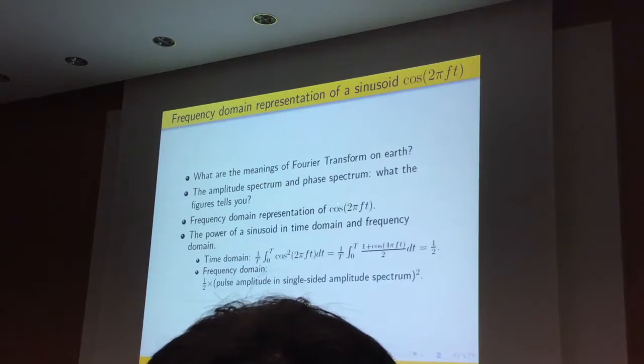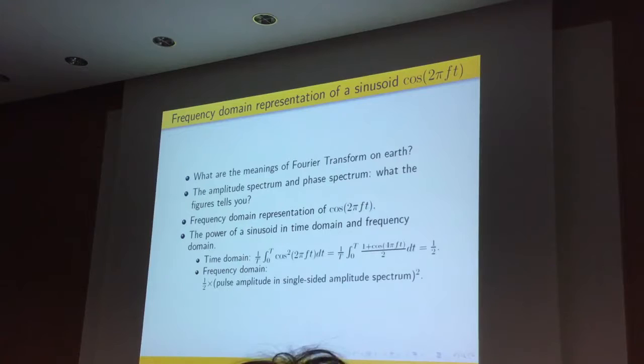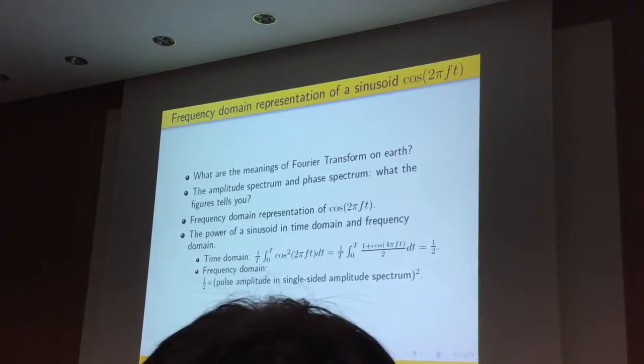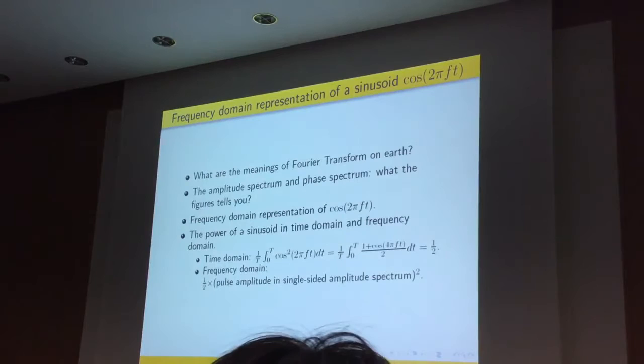Okay, now let's change the numbers here. Instead of this sinusoid, I have another sinusoid, 10 times sine 2 pi ft. What's the power of this sinusoid? How many watts? Just think about it. What's the spectrum first? Okay, maybe it's too fast. Let's say 10 times cosine 2 pi ft. What's the power of this sinusoid?